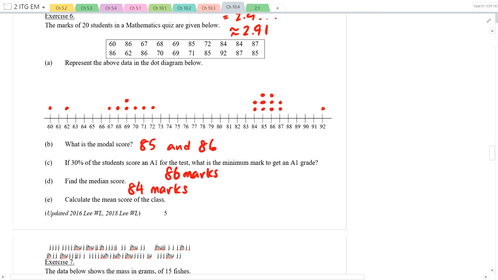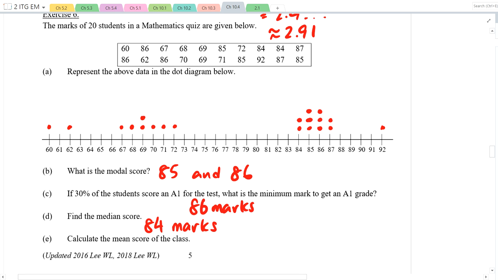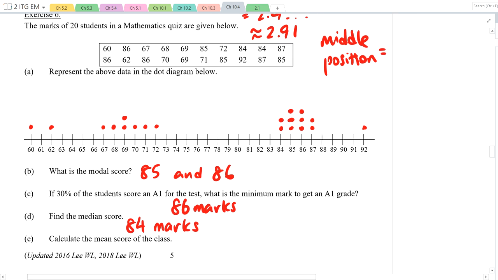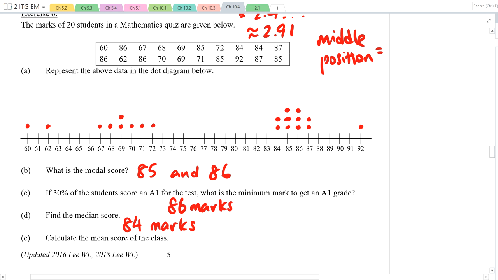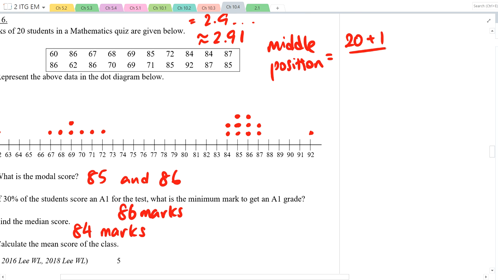Okay, so we need to arrange them, right? How many numbers are there altogether? How many? 20 students, right? There are 20 students over here. What is the middle position? Is it number 10? Is 10 the middle position? Is it? So we need to find out 20 plus 1 divided by 2. What do we get? 10.5. This is the middle position, or otherwise known as the median position.